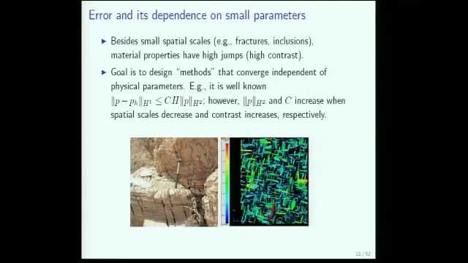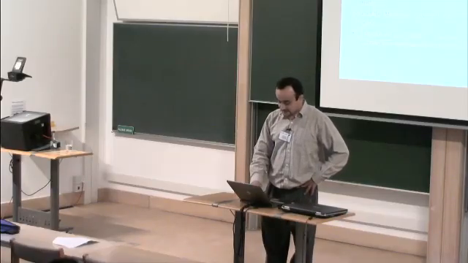Right? Here I just put an example to warn you: you can write a CI's lemma and have convergence at H, but the second derivative of P is very large. It's adversely affected by both the spatial scale and the contrast.